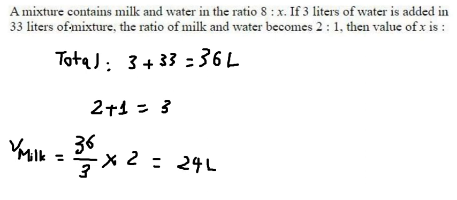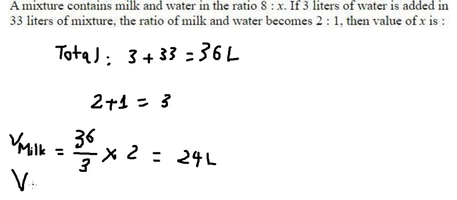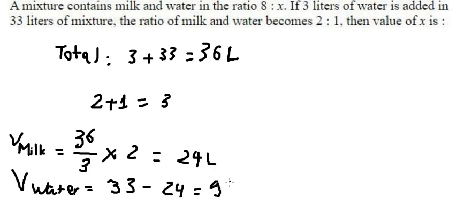So before we add the water, this one they keep the same. So we have 8. We have the total mixture in here, that is about 33. So we can find the volume of the water. That is about 33 minus 24, and this one we have 9.